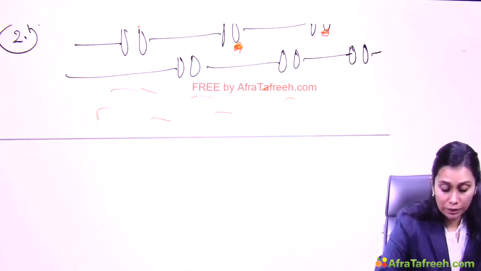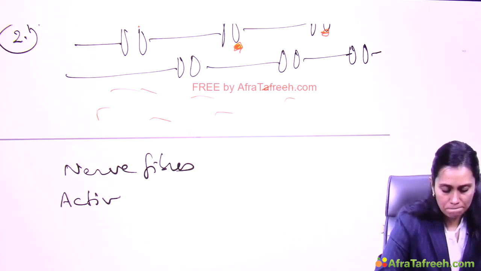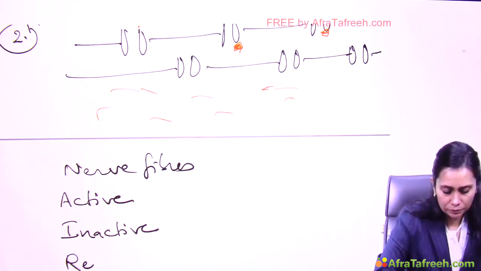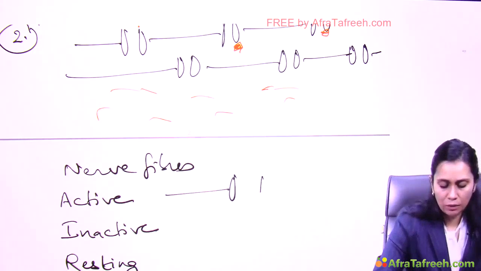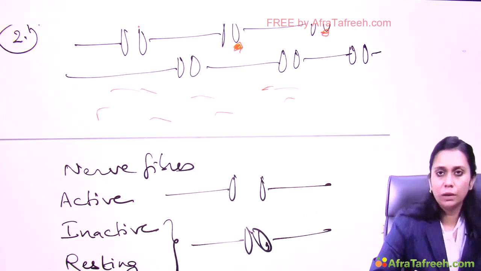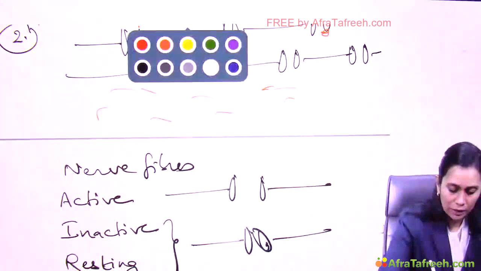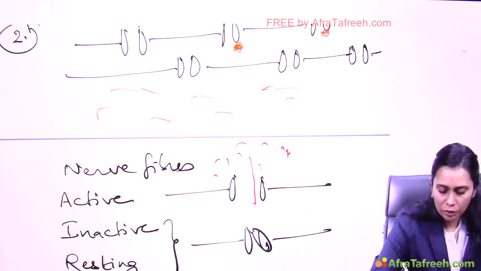These nerve fibers are in 3 states: active, inactive, and resting. When the nerve fiber is in active stage, sodium channel is wide open. When in inactive and resting, sodium channel is tightly closed. If I put drug, local anesthetic, near an active nerve fiber, very easily it goes inside and binds to the sodium channel from its inner surface.